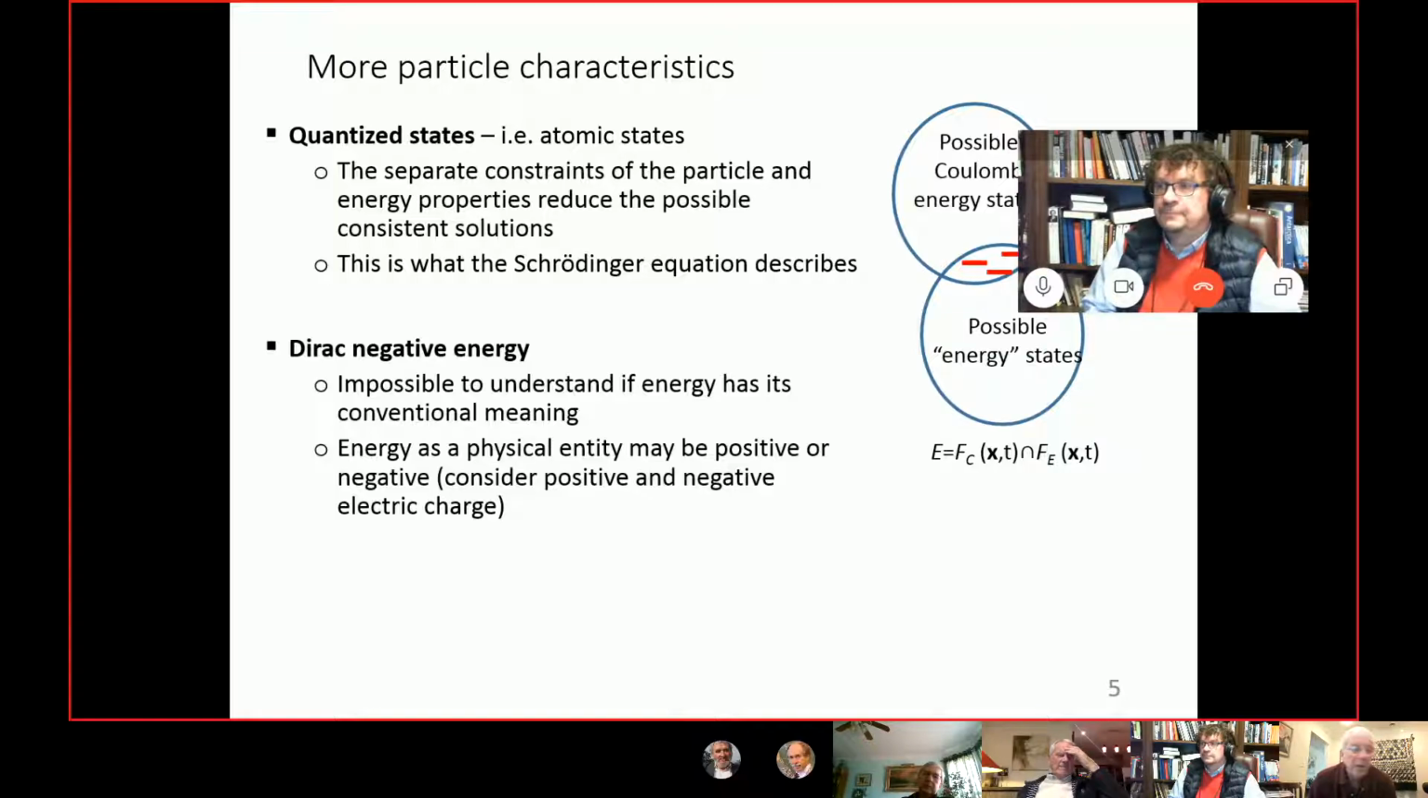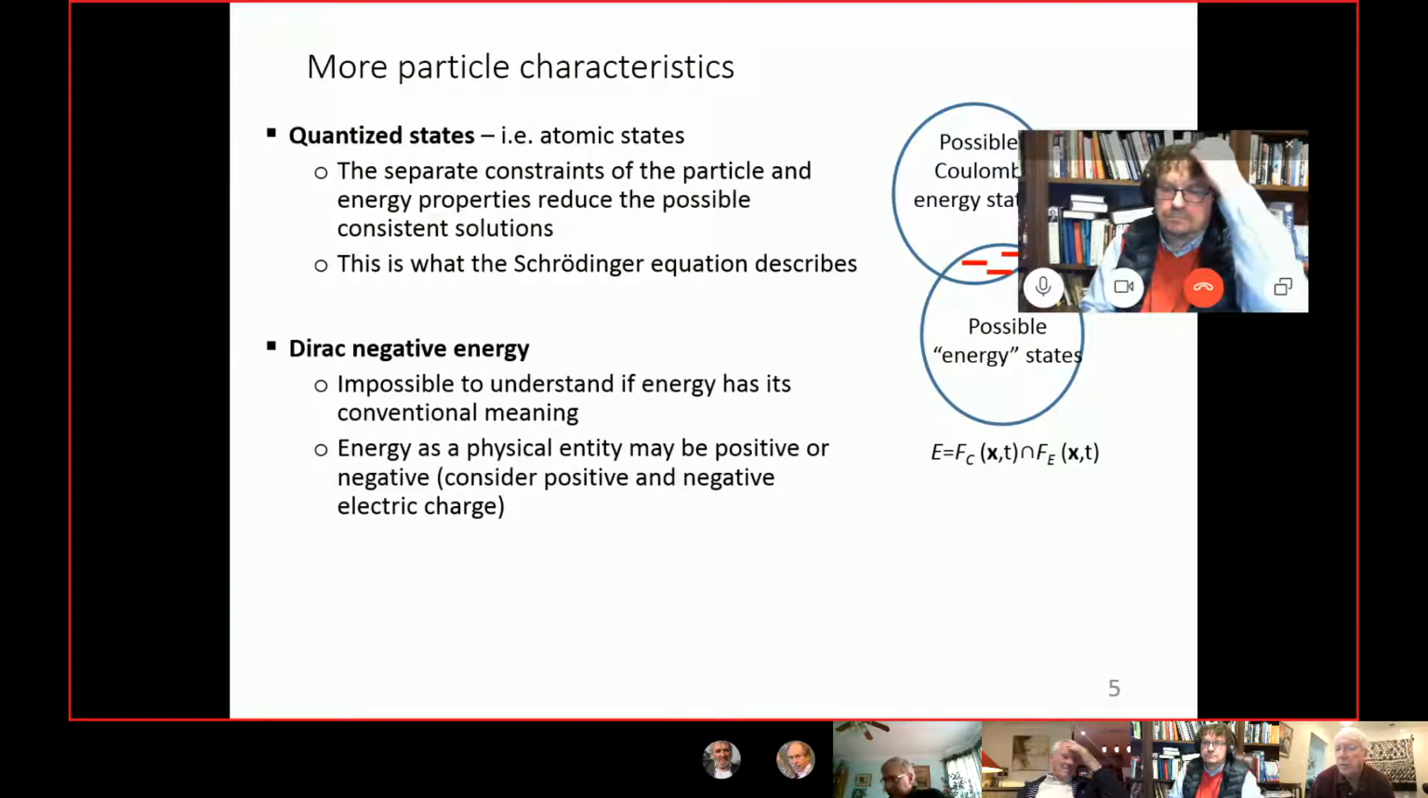So next, the Dirac equation comes up with negative energy. If you think of energy in the usual way, it has to be positive definite. It's basically impossible to understand a negative energy if it has its conventional meaning. But once you allow energy to have physical properties, then there is no reason why it shouldn't have positive or negative energies.